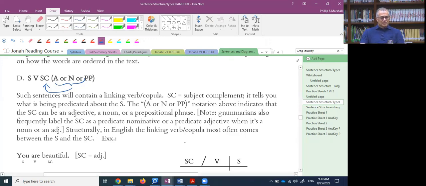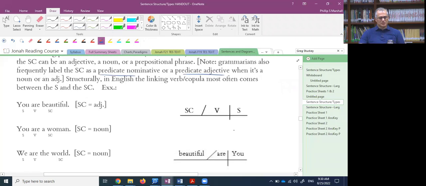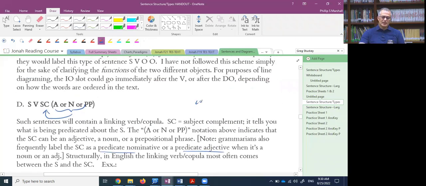Now, there are some other terms besides SC or subject complement that some grammarians use. You can refer to it as a predicate nominative or a predicate adjective, depending on whether the subject complement is an adjective or a noun. I don't think I give you this term, but I probably should because you're going to see it. Some will also refer to this as a copular complement, because the verb is a copular verb. So the complement is a complement of that copular verb.